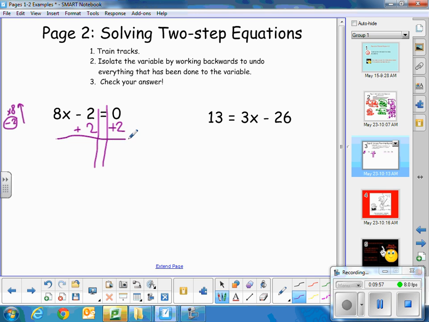Negative 2 plus 2 is 0. So on the left side, we're left with 8x, and on the right side, 0 plus 2 is 2. Now, the second thing we're going to undo is the multiplying by 8. To undo multiplying by 8, we're going to divide by 8. Because remember, our goal is to get 1x. And 8 divided by 8 is 1, and 1 times x is x. On the other side, 2/8 is 1/4 or 25/100.